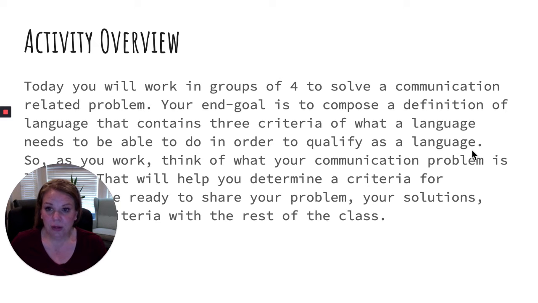Okay, so you're going to be working in groups of 4 people, and your group is going to have to solve a communication-related problem. The end goal of this is to compose that definition of language that contains 3 criteria. So as you're working, I want you to think of the problem that you're having. What is it that's missing from your communication that's making your job so challenging? And that thing that's missing, that's going to be your criteria, okay?